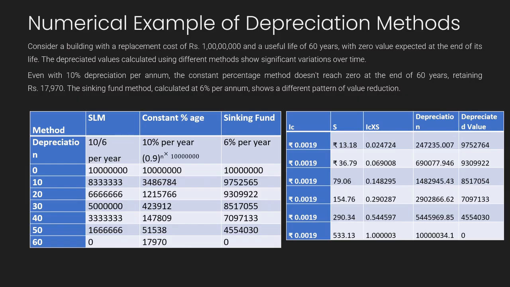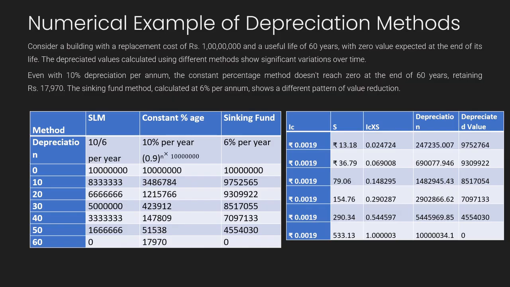With 10% depreciation per annum, the constant percentage method does not reach zero at the end of 60 years, retaining rupees 17970. The sinking fund method calculated at 6% shows a different pattern of value reduction.